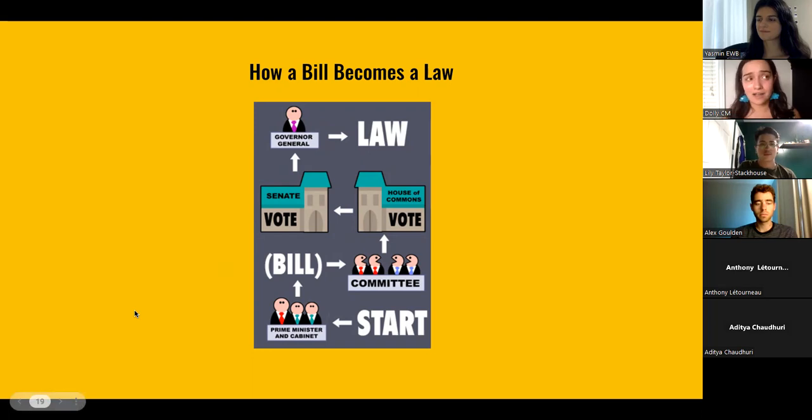So it can take a long time. Bill C-33, which was the environmental climate change bill from 2019, took 3 years to finish. So this is a marathon. This is definitely not a sprint.